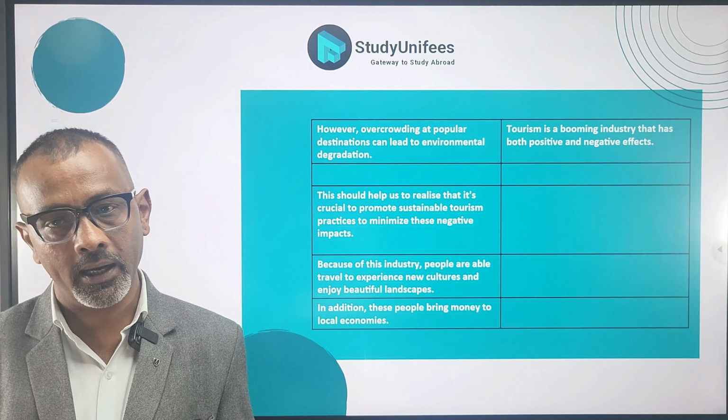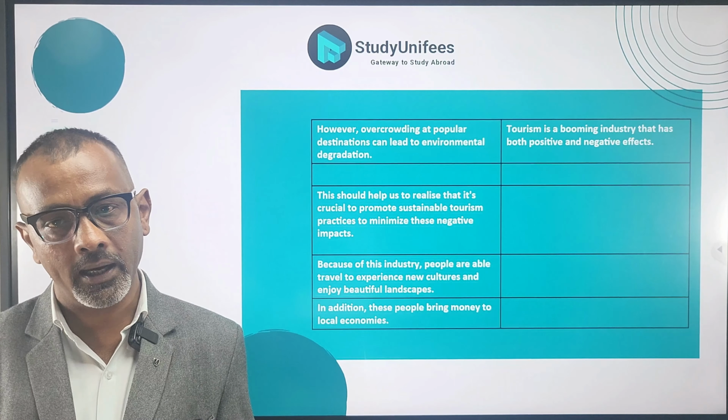Now, we've got three sentences that seem very much in order. Let's look at the remaining two sentences. The first one is, however, overcrowding at popular destinations can lead to environmental degradation. Another sentence that remains to be put in its proper place: this should help us to realize that it's crucial to promote sustainable tourism.